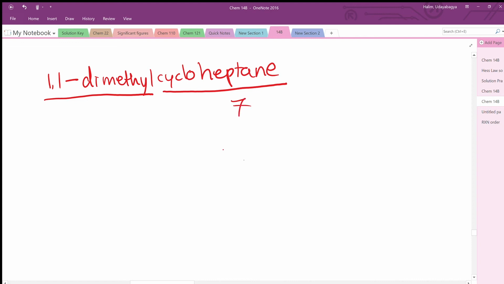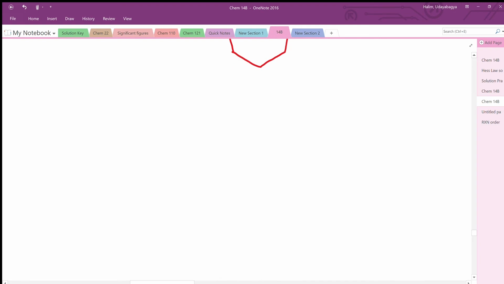Heptane is 7, so I have 1, 2, 3, 4, 5, 6, 7, more or less like that. That's my cycloheptane, and I have 2 methyl in position number 1, so like that. It's cyclic, so I don't really care where number 1 starts. So that's number 1. Let's do another one. We've done heptane, which is 7. Octane is easy. Let's do the one that's a bit harder.